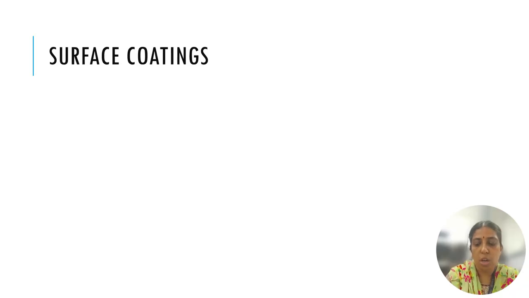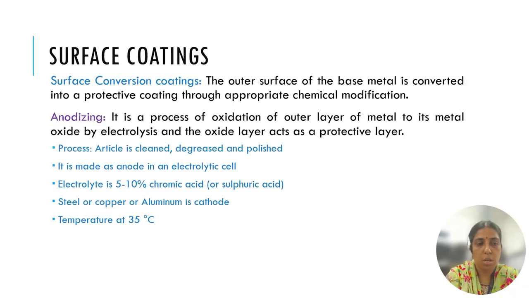First, coming to surface coatings. In surface coating, the first process which we can study here is anodization. So what is surface conversion coating? As we discussed, the outer surface of the base metal is converted into a protective coating through appropriate chemical modification. Anodizing is a process where the outer surface of the metal is coated with a proper oxide layer. It can be an aluminum oxide layer or chromium based coatings or any other such type of coatings.